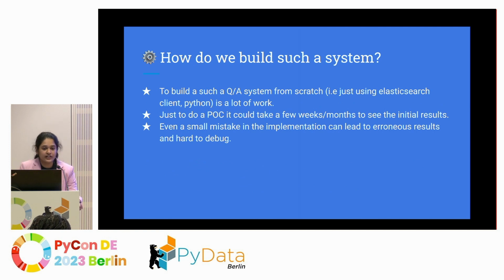So we just went through what a typical Q&A system looks like. Now, how do we build such a system, right? If you have to build such a system from scratch, just using plain Python and an Elasticsearch client, etc., it's quite a lot of work. Even to do a very simple POC, it can probably take a few weeks or a few months to even see initial results. And God forbid, if you make even a small mistake, it's hard to debug, and you can get erroneous results. So that doesn't seem like a good way to go about it.